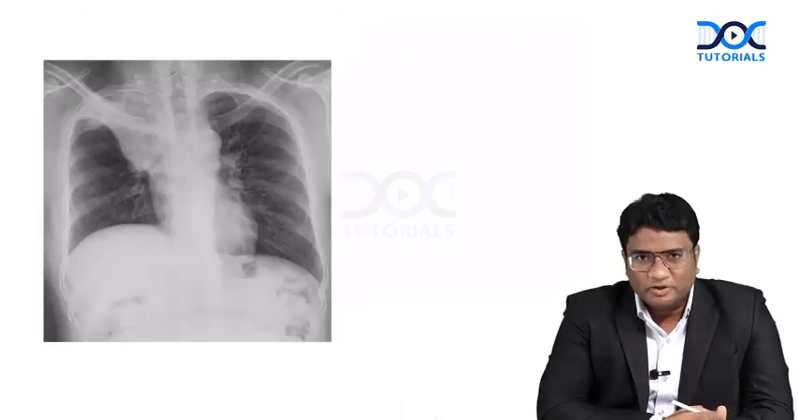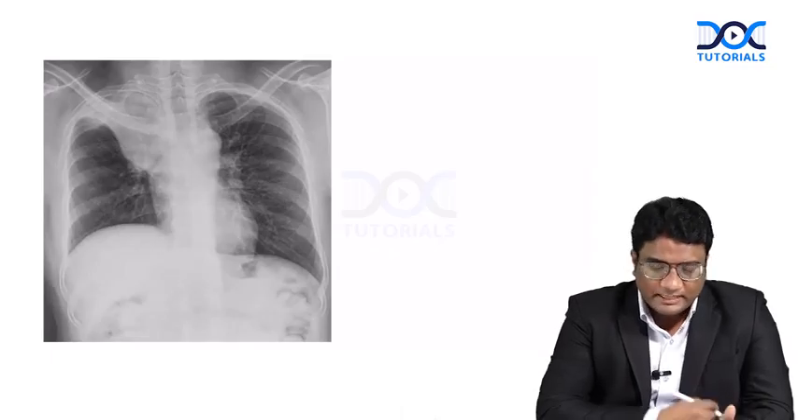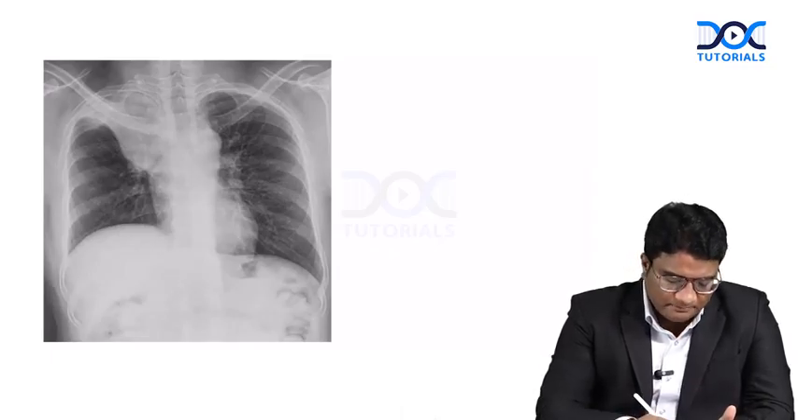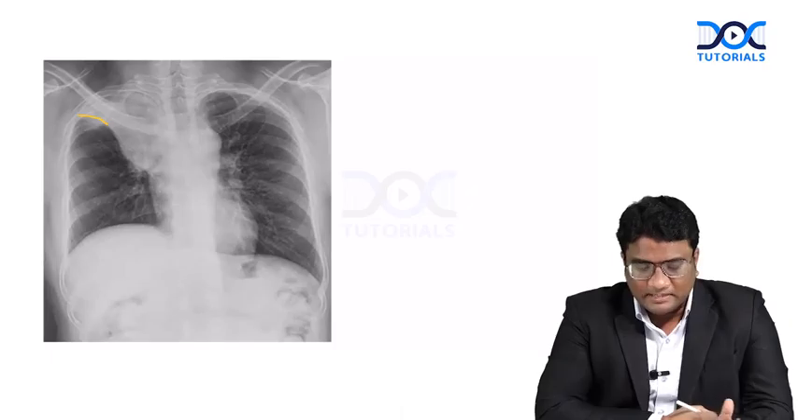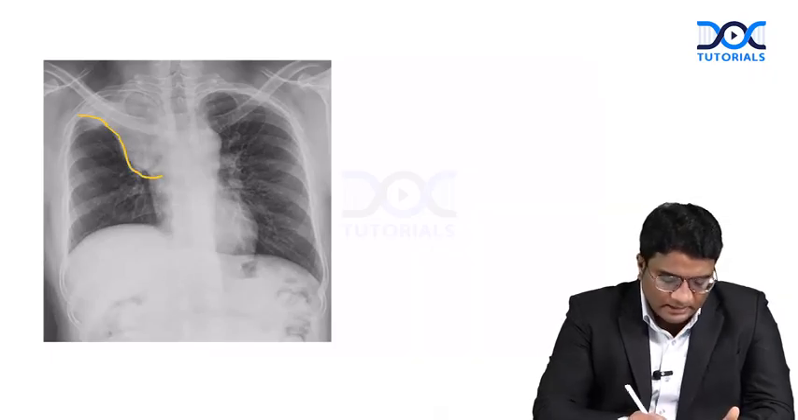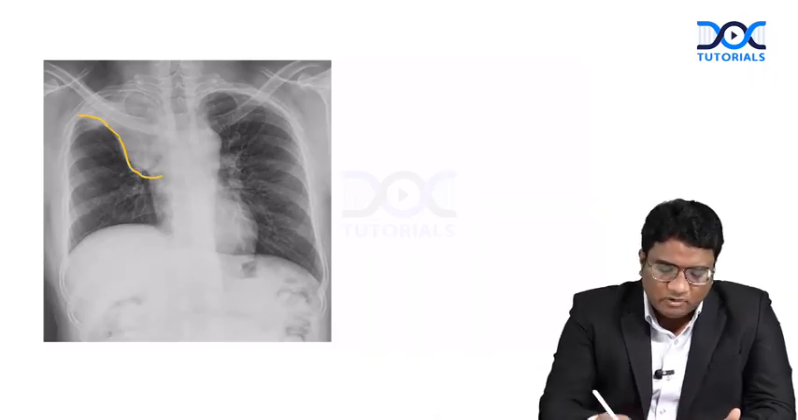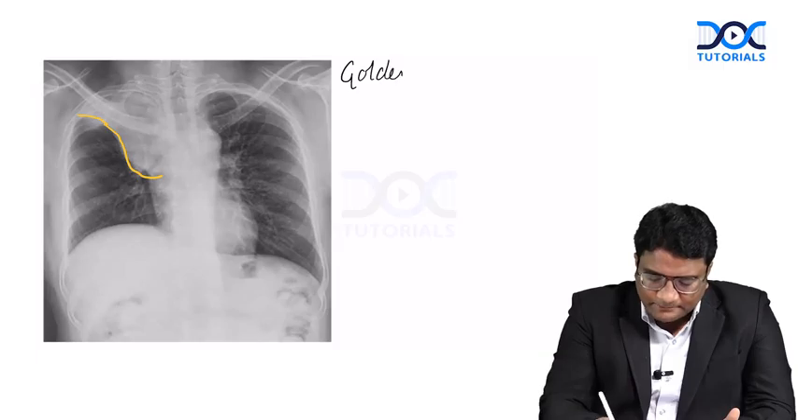Now look at this image, what comes to your mind? On this chest radiograph, you are seeing there is right upper lobe collapse, there is a sharp margin. But trace the margin carefully, you are seeing a reverse S. This is called the Golden S sign or reverse S sign.